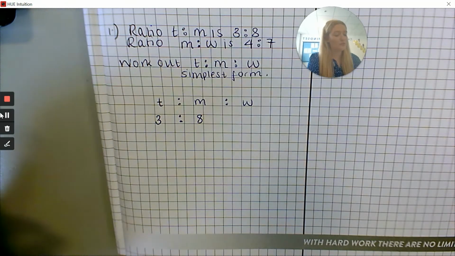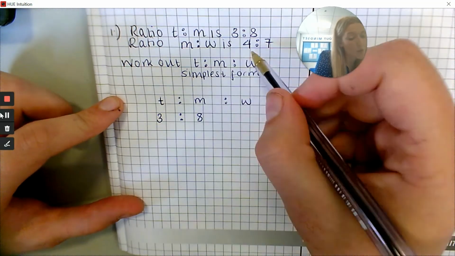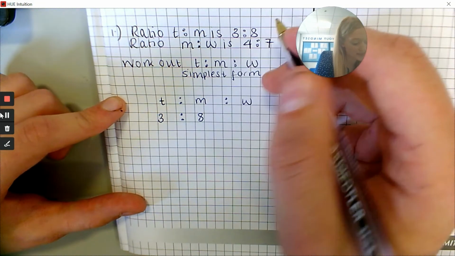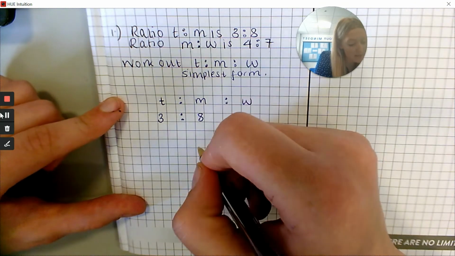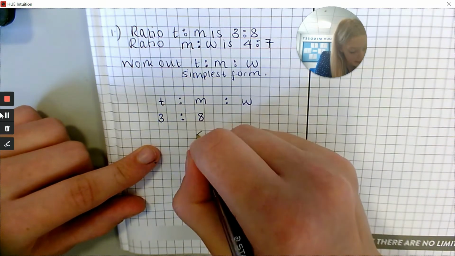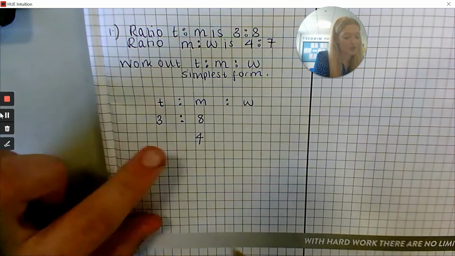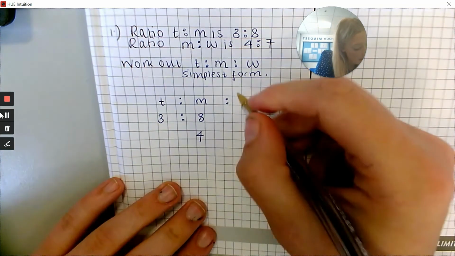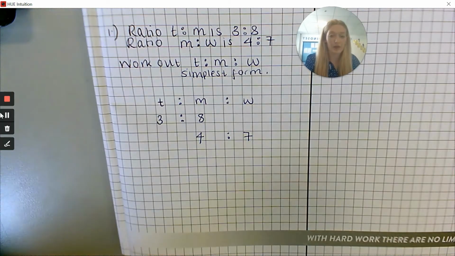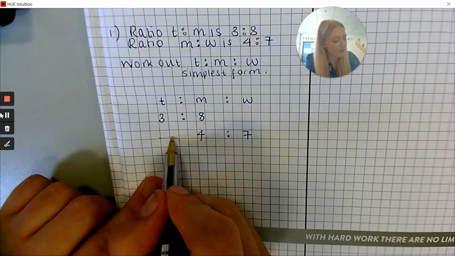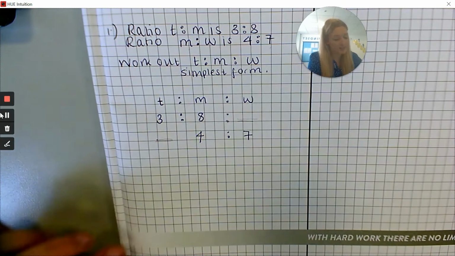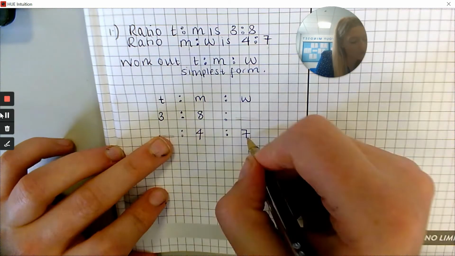Okay? The ratio of M to W is 4 to 7. The M is the 4, the W is the 7. So I need to put my 4 in the M column, but I can't put it here because that's taken by the 8. So I need to come up with a new row, and I'm going to put my 4 here. Okay? I've got a new row with my 4 here. And then I know that it's 4 to 7. So I put a 7 in the W column, okay? And what I need to do is fill in one of these spaces so that I complete my ratio and have all 3 numbers filled in.